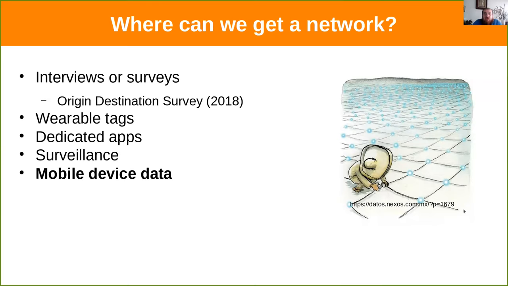Well, there are many sources of information that could be used for this mission. Mexico City has origin-destination surveys that describe how people travel from one location to another for work or relaxation purposes, but they are somewhat outdated and the granularity is very coarse. There were talks about implementing wearable tags or dedicated apps, but unfortunately there was no political will, and it was very expensive to do at large scale, so it wasn't feasible. Maybe we could use surveillance data, but there are ethical concerns about how you can access it. So eventually we ended up using mobile device data.